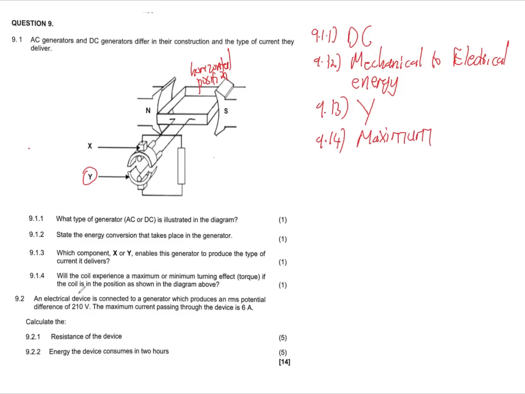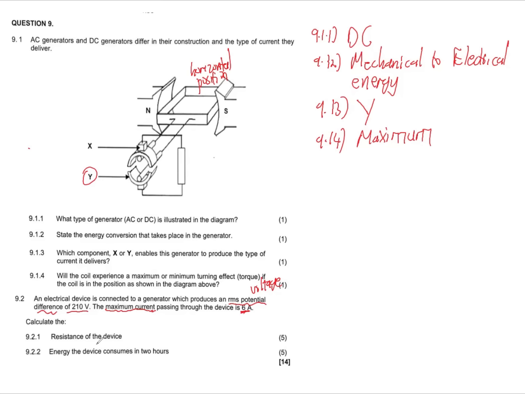Then 9.2, an electrical device is connected to a generator which produces an RMS potential difference of 210 volts. A what? RMS potential difference, RMS voltage. Remember, potential difference is voltage. Then they say the maximum current passing through the device is 6 amperes. Note how I am careful with reading the keywords, right? And highlighting the keywords so that I don't mess it up.